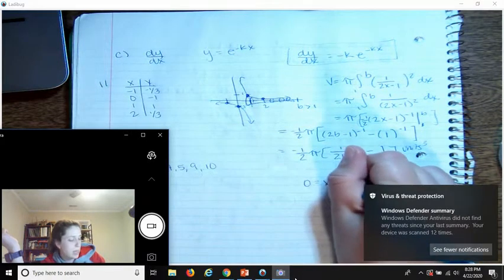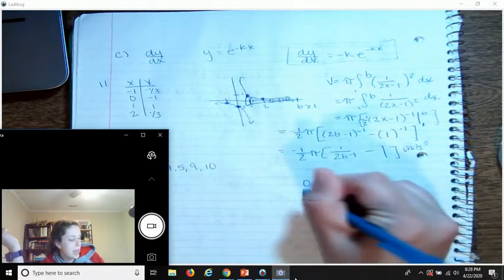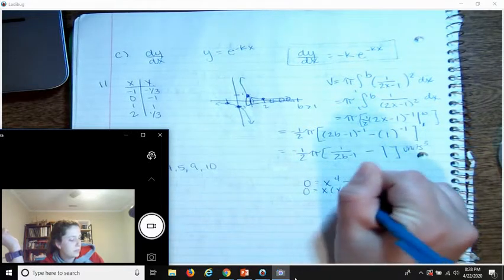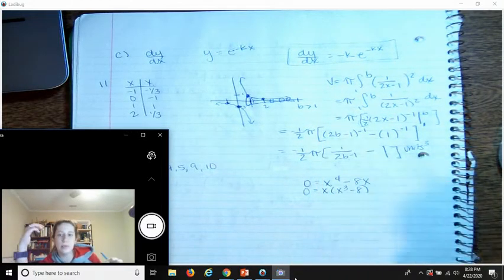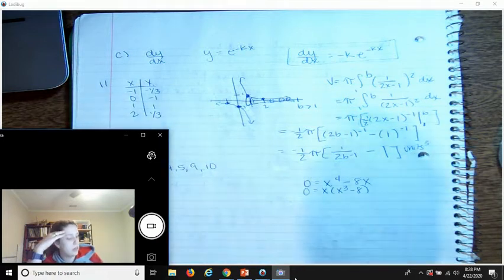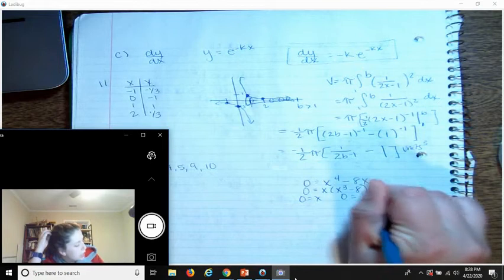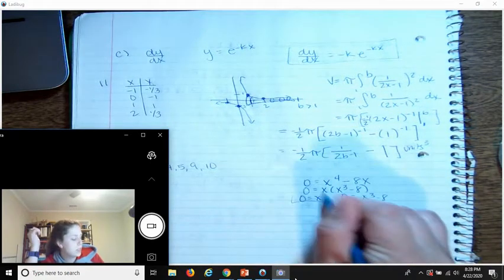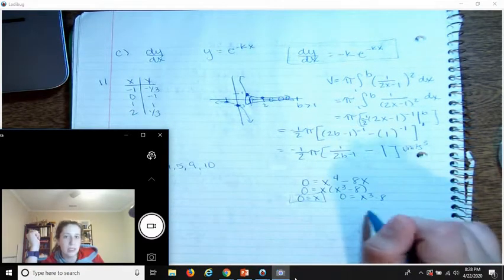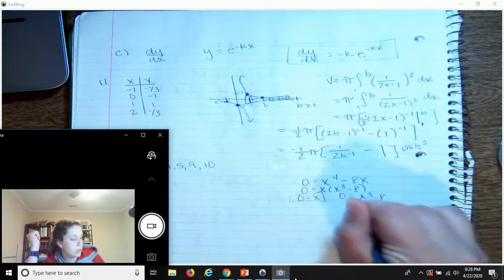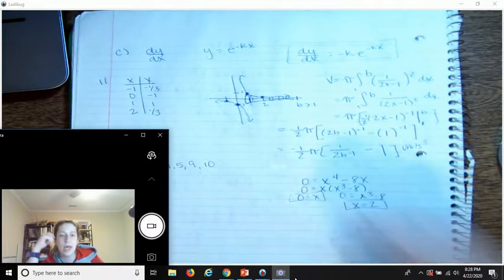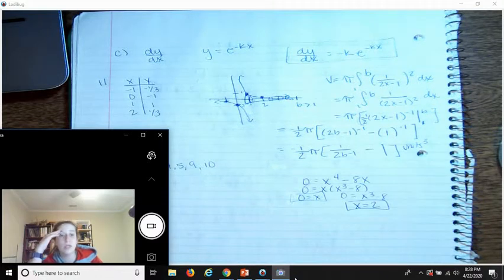Minus 8x, factor out an x, and then you have two separate factors that you can set equal to 0. So 0 equals x, and 0 equals x cubed minus 8. This one's solved. When you add 8 to both sides and take the cube root, you should get that x is equal to positive 2. Okay, and that's the only solution. If you had negative 2 in there, you would end up with negative 8, and that doesn't work.